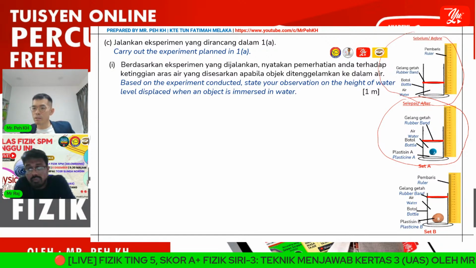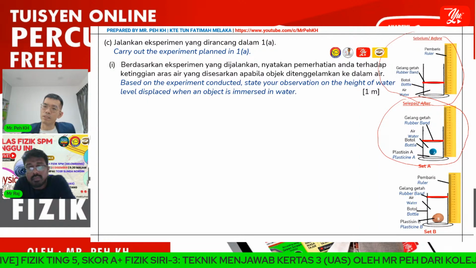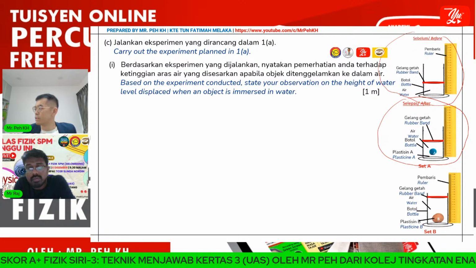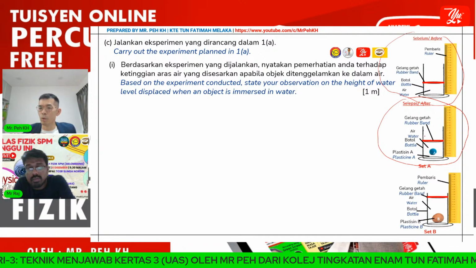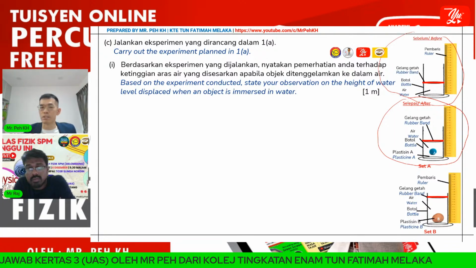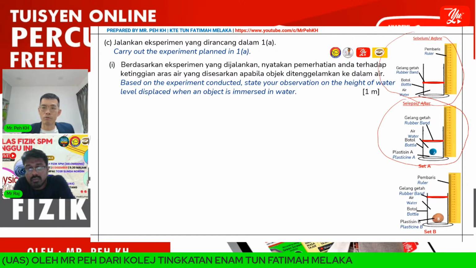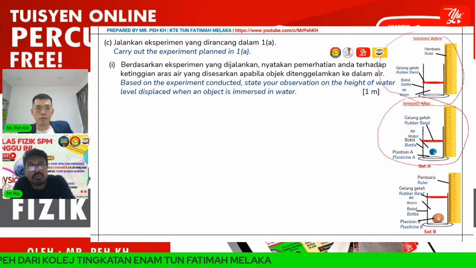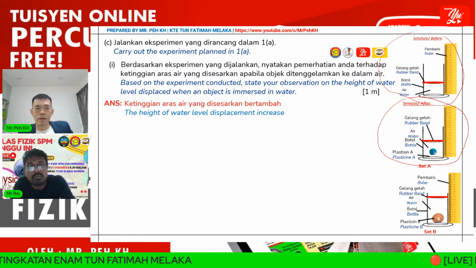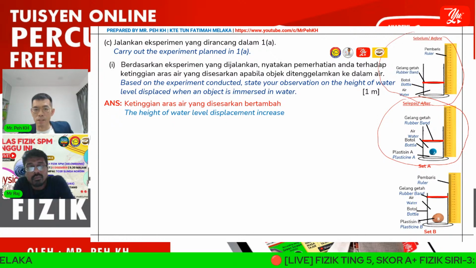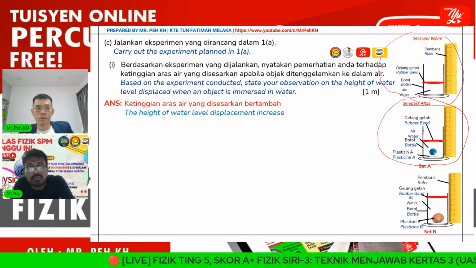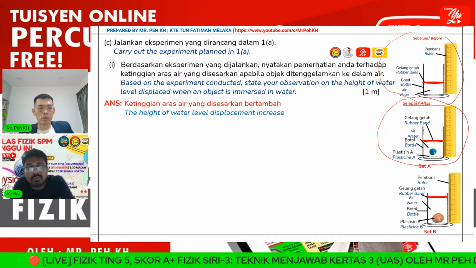Firstly, you can see the difference between before and after. For both sets, the water level increases, right? So this is a very simple observation for this experiment. The answer will be: the height of water level displaced increases, including for set A and B. Then the next question, number 2.